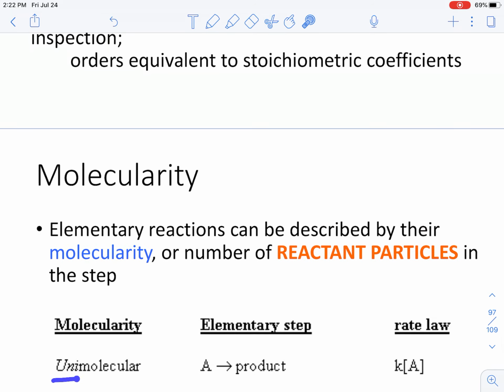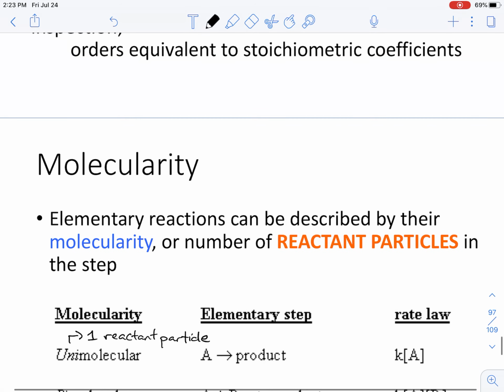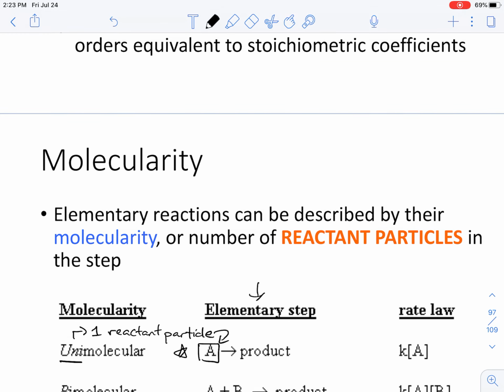So we have something that's called unimolecular. A unimolecular step basically describes that you have one reactant particle. You can identify the molecularity of the forward reaction, which might be different than the molecularity of the reverse reaction, and we'll look at that in just a second. So if this is an elementary step, notice how there's only one reactant particle. Therefore, this specific elementary step is unimolecular.